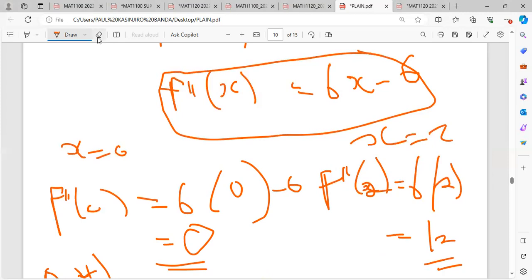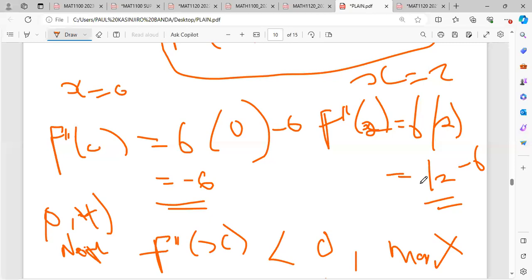Meaning the answer there should be minus 6. Okay. So the answer here should be minus 6. Then the answer there, it means it's going to be positive 6. Okay. Positive 6 there is the final answer. Meaning, still this is going to be the max. 12 minus 6 is going to be 6.